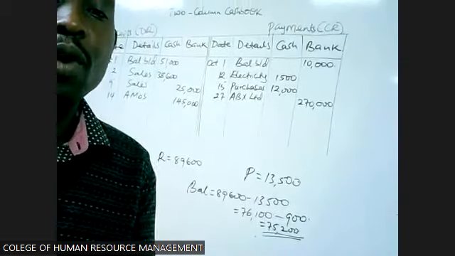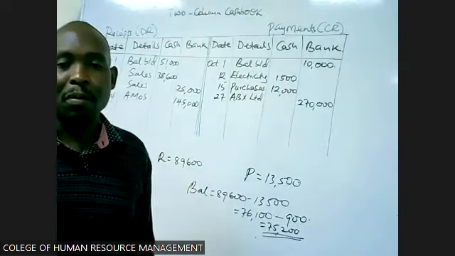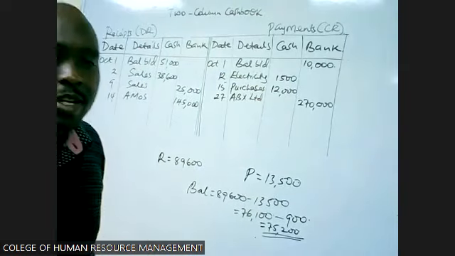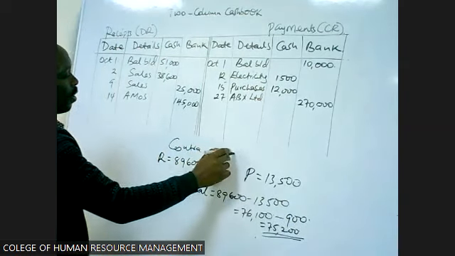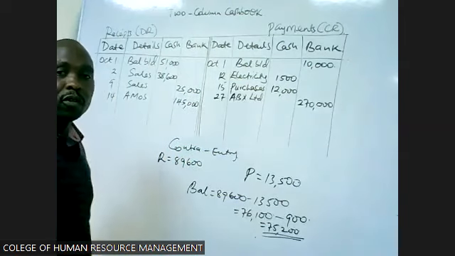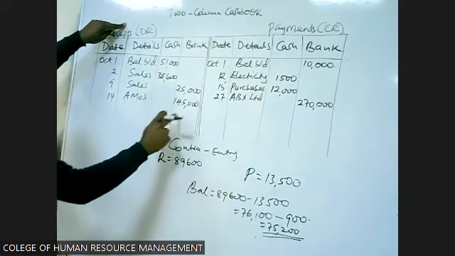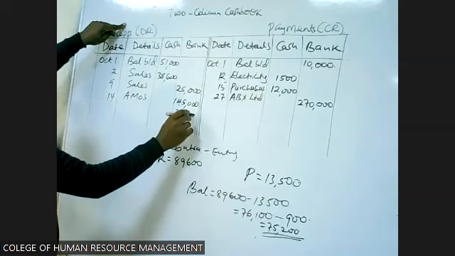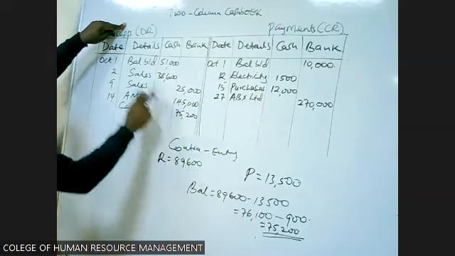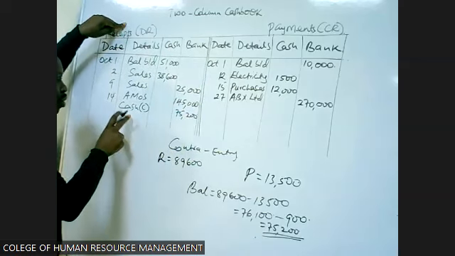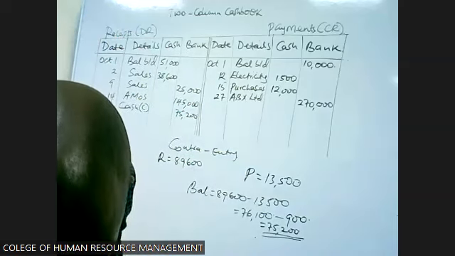75,200 will be transferred from cash to bank. From cash to bank. It is a contra entry. So we are depositing this money into the bank. The bank will be receiving 75,200 from cash. 75,200 deposited in the bank. In the details, you normally write where the money is coming from. The money is coming from cash. This is actually on the 31st.